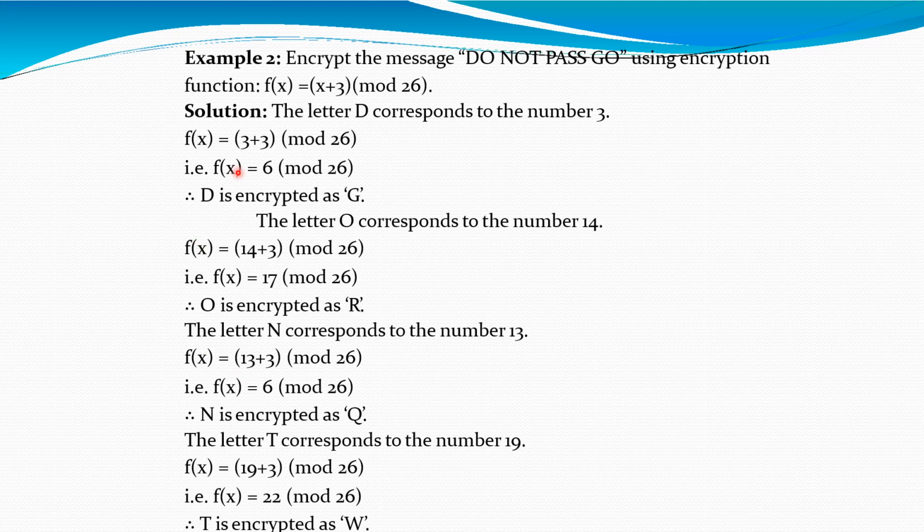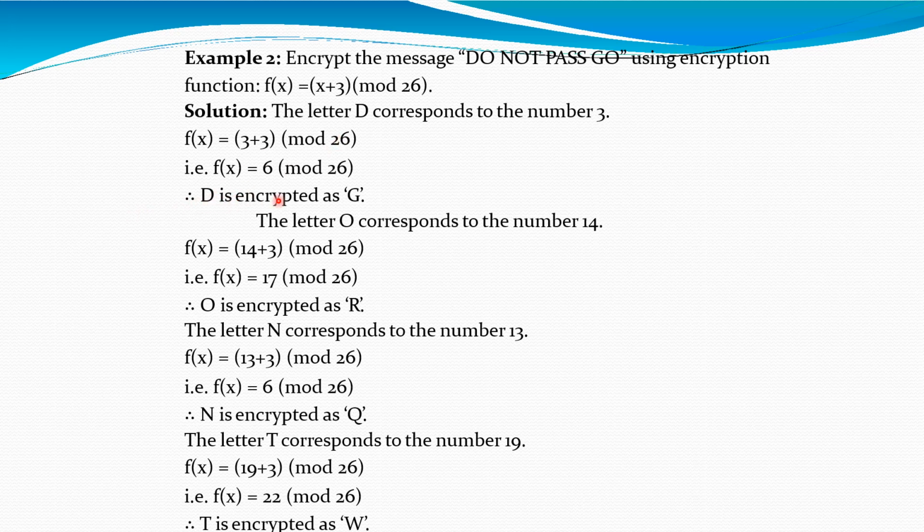Now, one more in the same way: encrypt the message "do not pass go" using the encryption function f(x) is x plus 3 modulo 26. In the previous question, we had to encrypt each letter separately. Here, one message is given, so we consider every letter in that message and encrypt it. The letter D corresponds to the number 3. Putting x is 3, 3 plus 3 is 6 modulo 26. So f(x) will be 6. The corresponding letter is G. So D is encrypted as G.